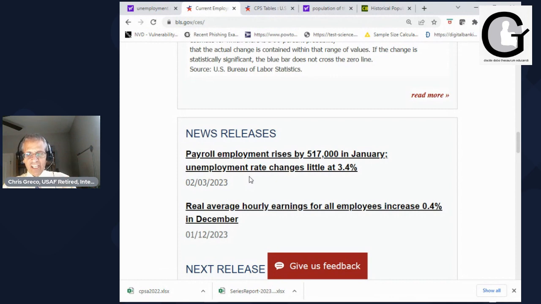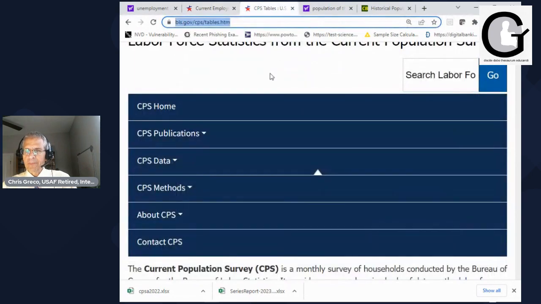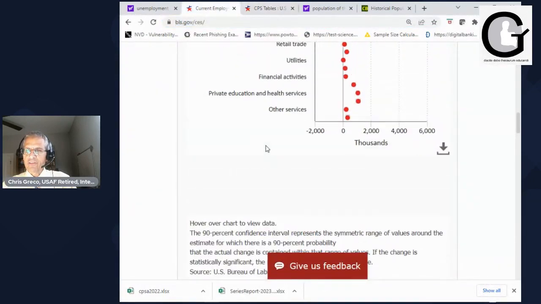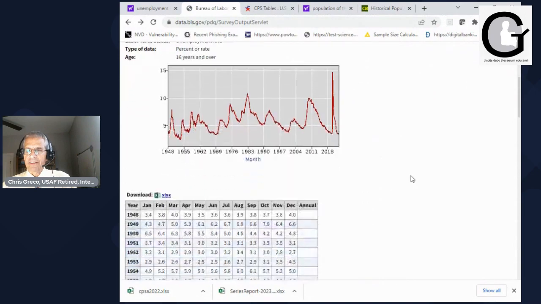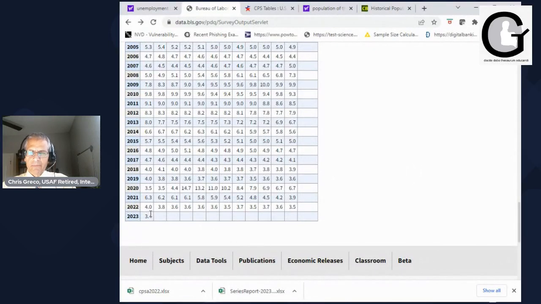Unemployment rate changes little at 3.4. Think about this for a second. Real average hourly earnings for employees increased 0.4%. This is what you can get from BLS.gov. But look at this. Rate changes little at 3.4%. So you sit back and you go, is that right? That's interesting. You have all the current population, you have the annual averages, all these things. And the interesting thing is that if you go back to these areas and go back to the actual government area, when it says little, I don't know.